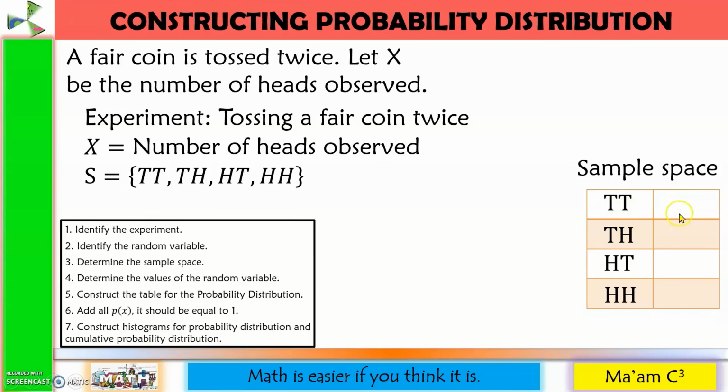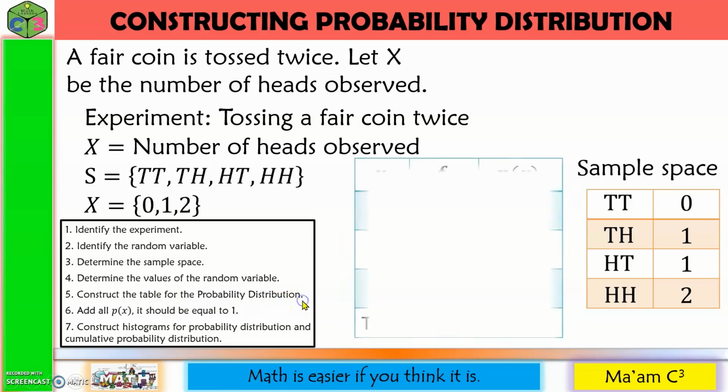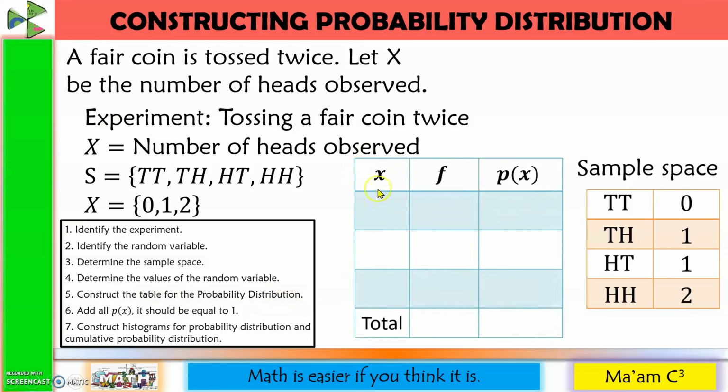Here, we do not have heads, so 0. Here, we have 1. Here, we also have 1. And in here, we have 2. So the possible values of our random variable are 0, 1, and 2. Step 5, construct the table for the probability distribution. The possible values of our random variable are 0, 1, and 2.